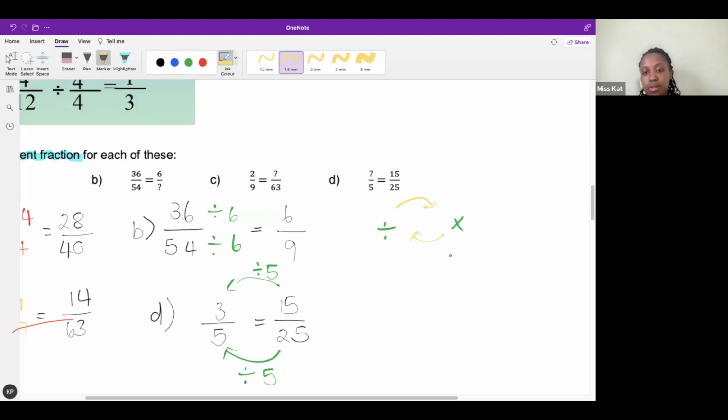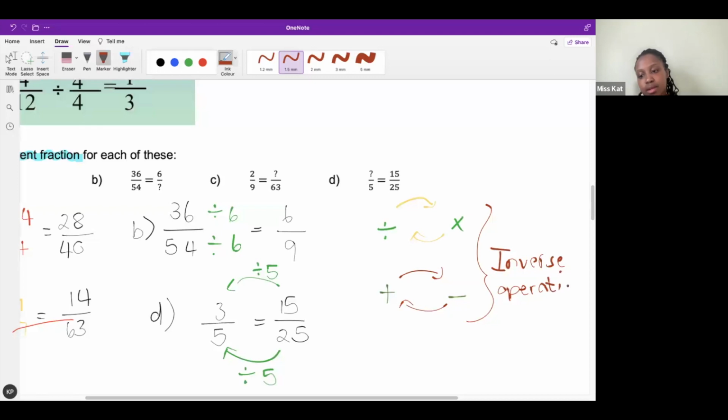Okay. But also, what is the backwards of addition? What is the backwards of adding? Subtracting. Okay, so what are these called, guys? There's a special term. Nice, Tebogo. Tebogo was just waiting for me to ask. These are called inverse operations. Okay, these are called inverse operations.